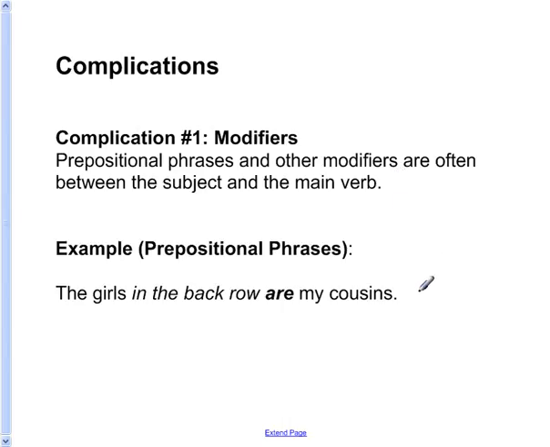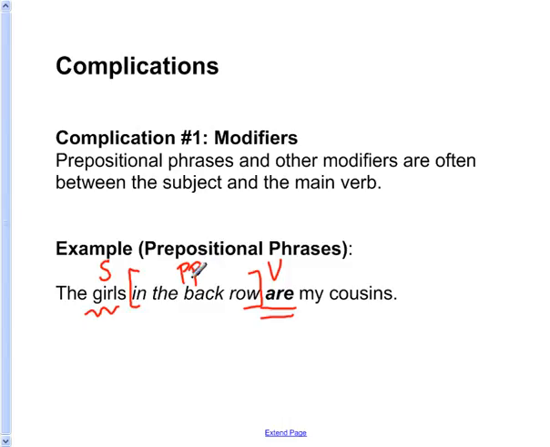Let's look at an example of a prepositional phrase between the subject and main verb. The main verb here is are. The subject of this sentence is girls. Between the subject and the main verb is a prepositional phrase, in the back row. Now, we know from previous videos and lessons that a prepositional phrase, in the back row, cannot contain the subject of the sentence.